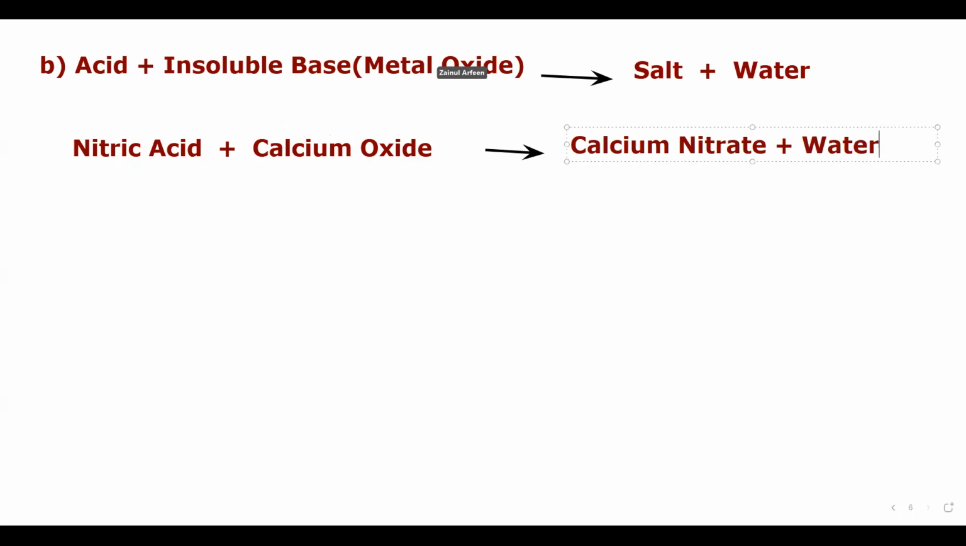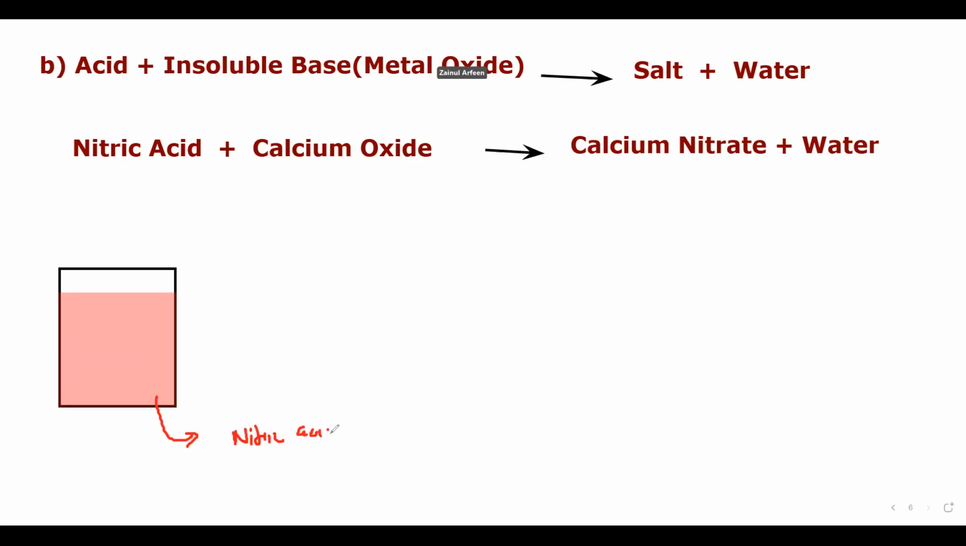So we want to prepare this salt. So how can we prepare it? It's the same technique as we discussed. First we take nitric acid. For example, here we have nitric acid. And then we add insoluble base, an excess of solid, like too much solid we add in the beginning.